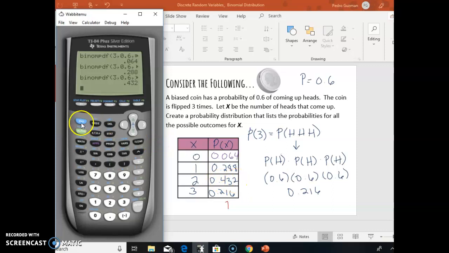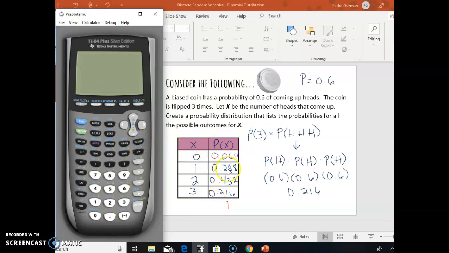One more, probability of exactly 3 heads, second vars, binom PDF, change the x to 3, and there we go. We get 0.216. So that was much quicker. I want to show you one more thing.